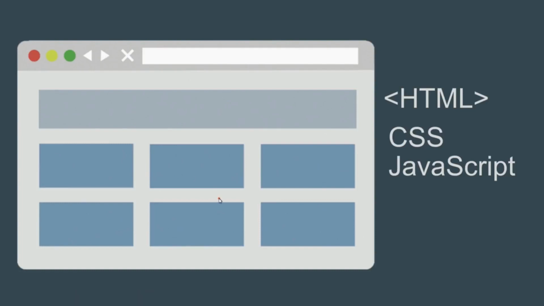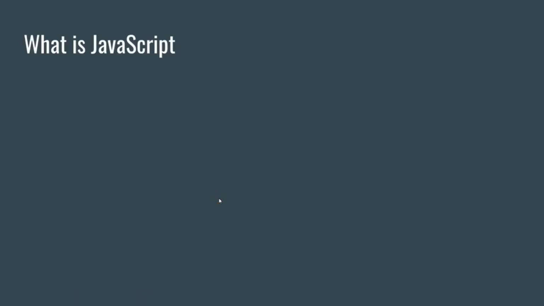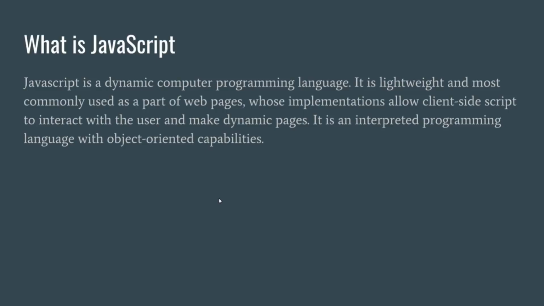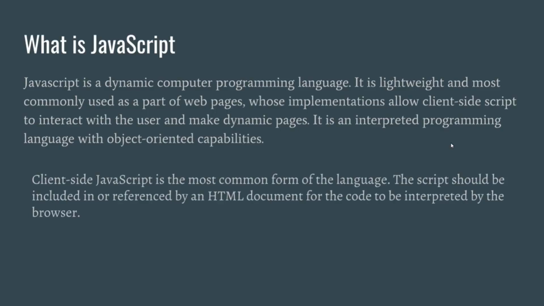JavaScript is a dynamic computer language. It is lightweight and most commonly used as a part of web pages, whose implementations allow client-side scripts to interact with the user to make dynamic pages. JavaScript has object-oriented capabilities as well. Let's talk about client-side JavaScript. Client-side JavaScript is the most common form of the language.